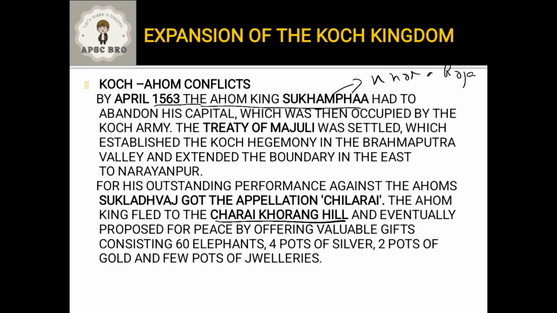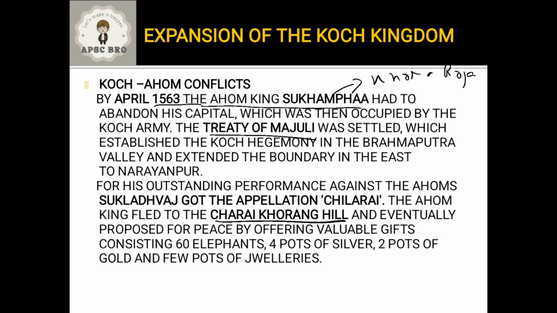It's near Namrup. So in order to consolidate between the two powers, there was the Treaty of Majuli. So there was a question before: when was the Treaty of Majuli signed? Yes, 1563. Between which two powers was the Treaty of Majuli signed? Between the Kus and the Ahoms. Yes, the Ahoms had to pay some elephants, silver and gold in order to get back their kingdom, right?